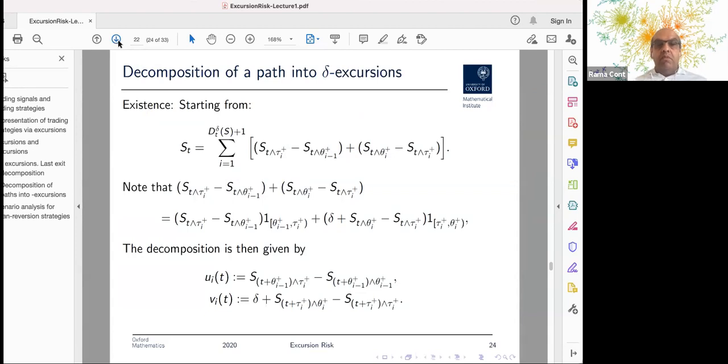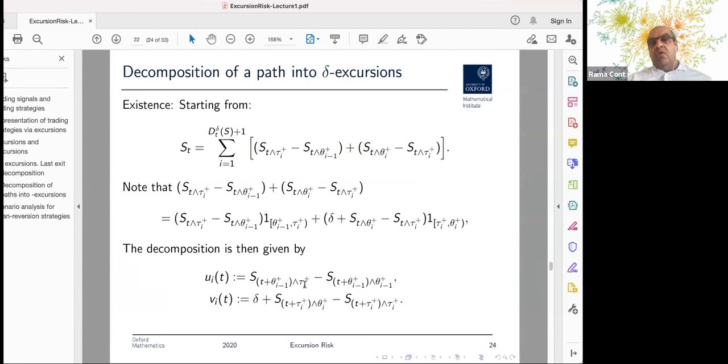So, how do you show this decomposition exists? Well, you just do it explicitly. In fact, we already did it by showing the expression. You just define these level hitting times, which I defined several times. And then you define U and V in this way.